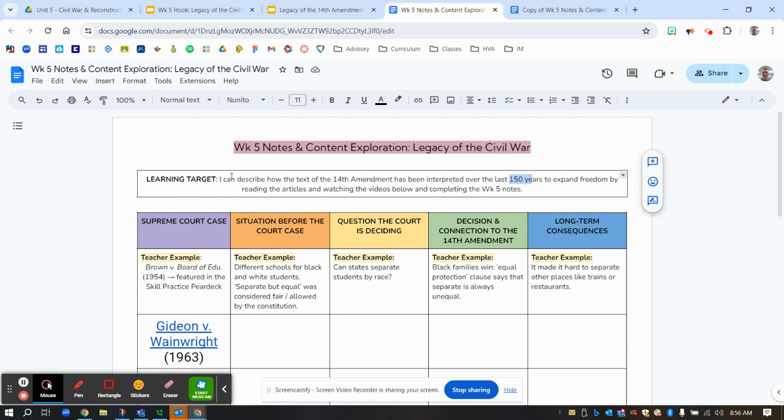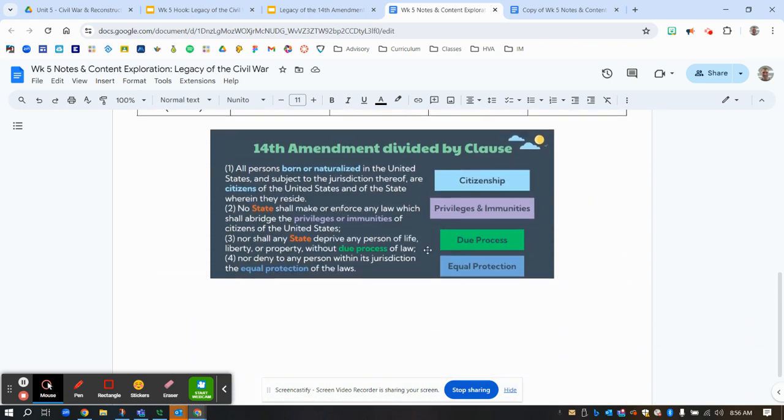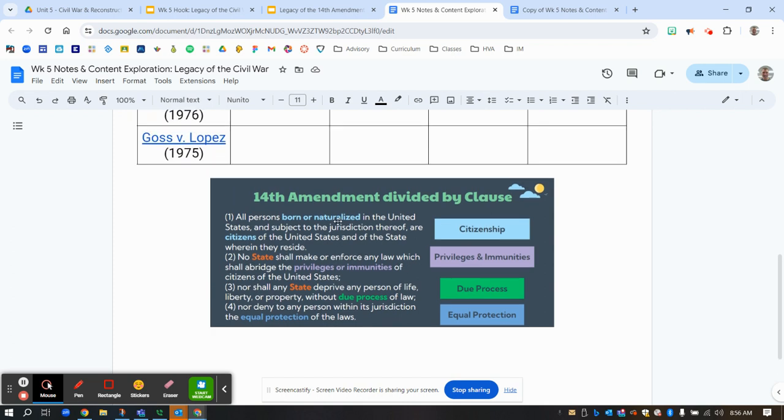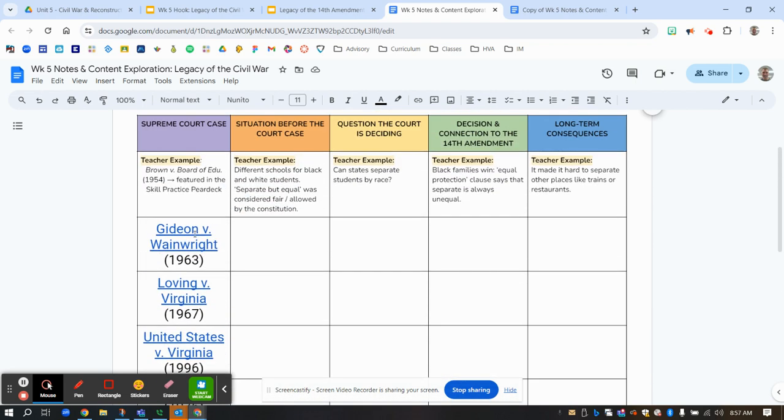It really became like a second founding for the United States, because it's the first time that equality and equality before the law, and due process and citizenship was really spread to everybody. And so what we're going to do is, even though that happened 150 years ago, we're going to be looking at some more recent court cases to see how the language of the 14th Amendment is being applied throughout the intervening 150 years to expand freedoms.